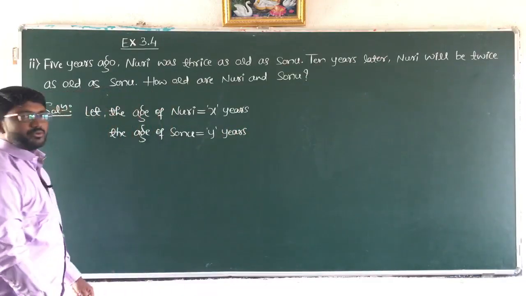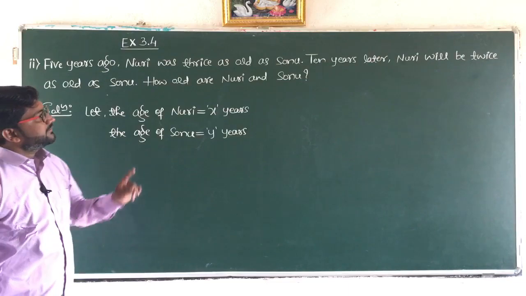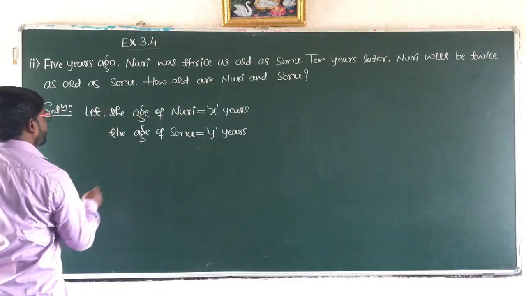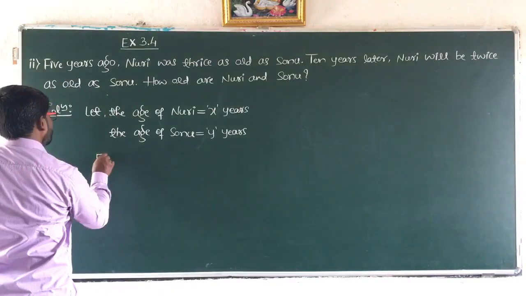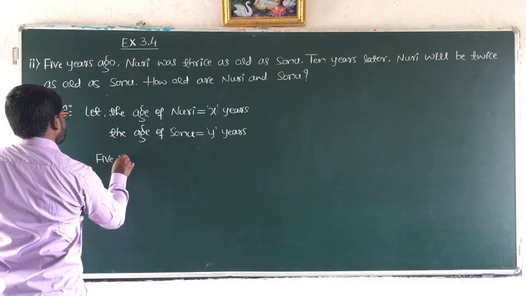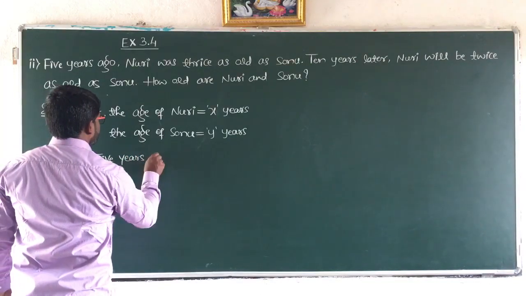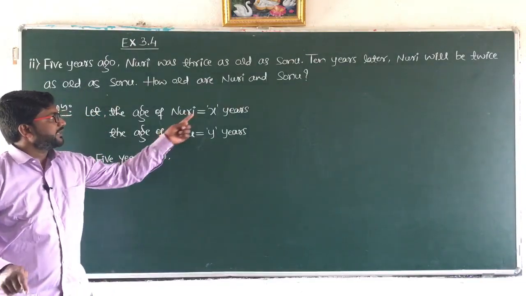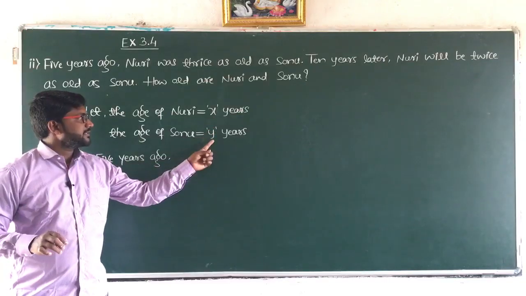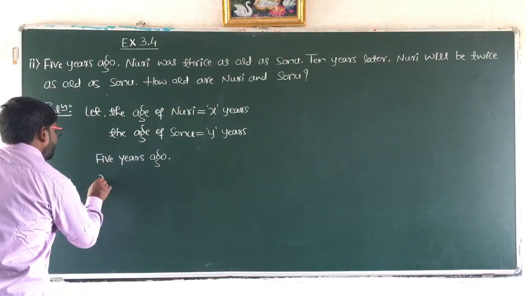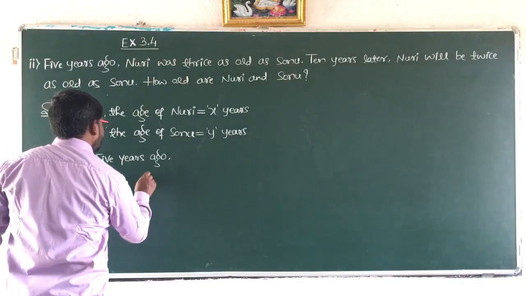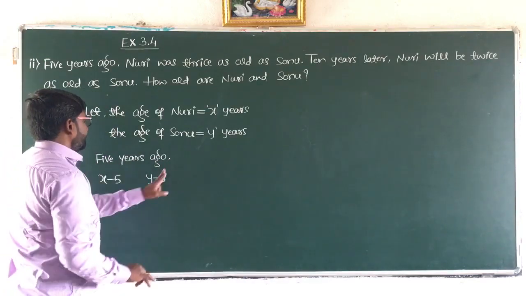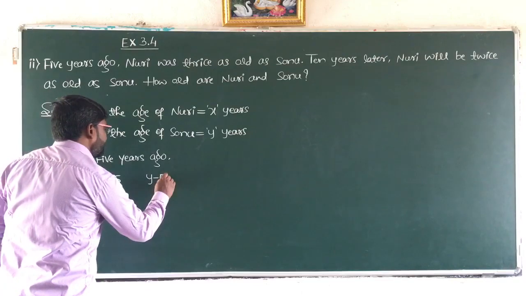So now here we have two cases. One is 5 years ago and the second case is 10 years later, that is, after 10 years. So now I will go for 5 years ago. 5 years ago means we have to subtract 5 from the age of Noori as well as from the age of Sonu. So we get x minus 5 and y minus 5.